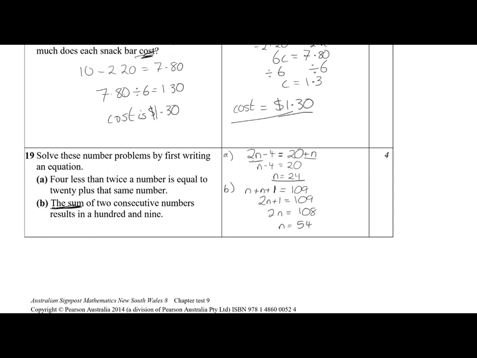What does n represent, though? Well, n was the starting number. It was the first number out of the two consecutive numbers. If it says the sum of two consecutive numbers results in 109, what we're really wanting to know is, well, what are those two numbers? The smaller one is 54. The consecutive number, the one that comes after it, is one more than 54, 55. So the numbers are 54 and 55.